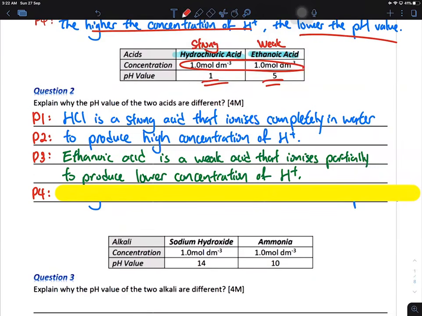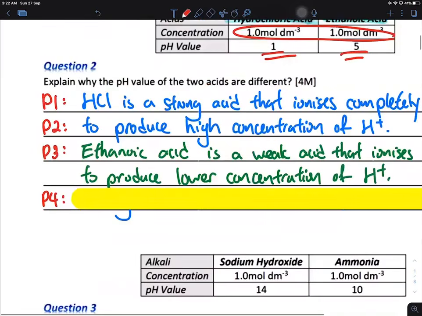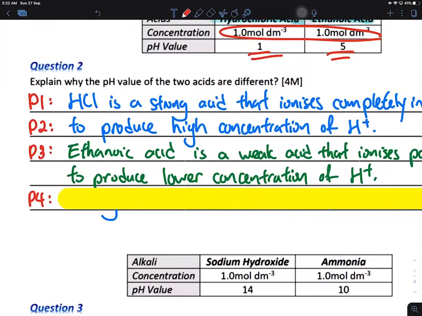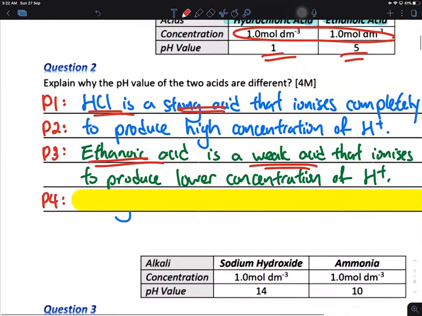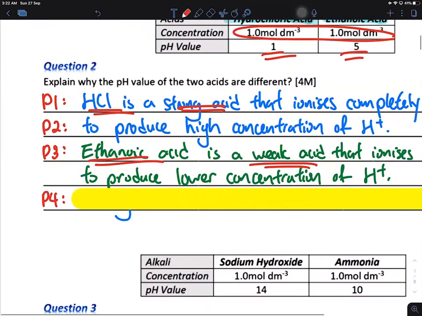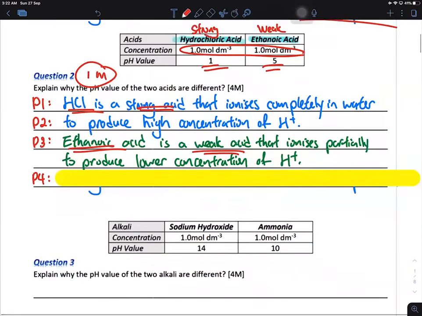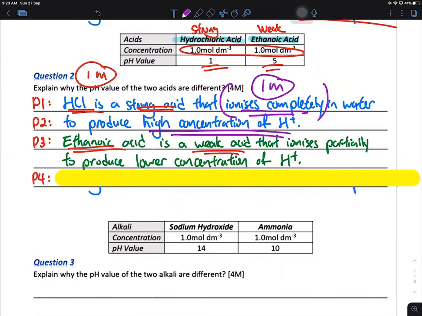So if you are able to tell the difference between the acid, HCl is strong, ethanoic acid is weak, you will actually get 1 mark for this point. And then point 2 and point 3, if you are able to tell strong acid ionizes completely in water, producing high concentration of H plus, you get 1 mark over here.